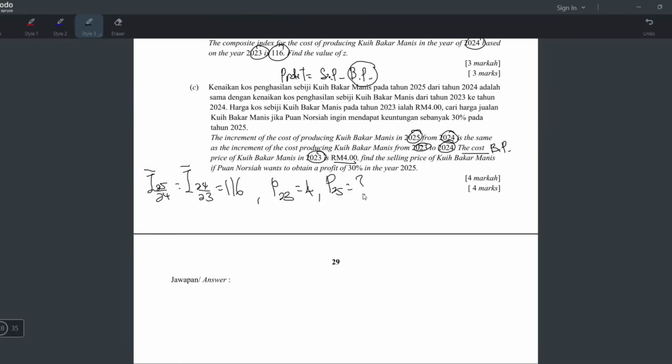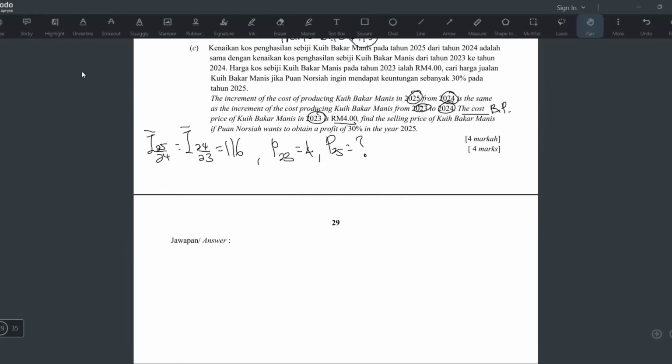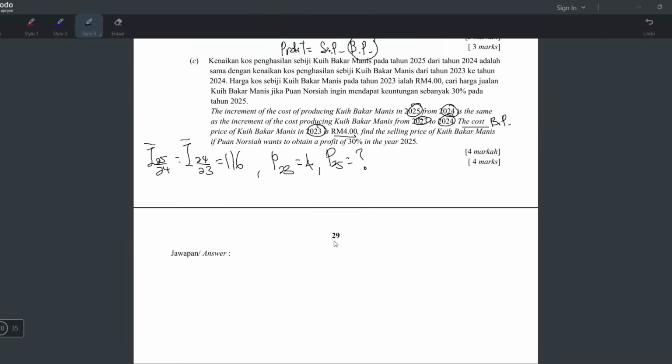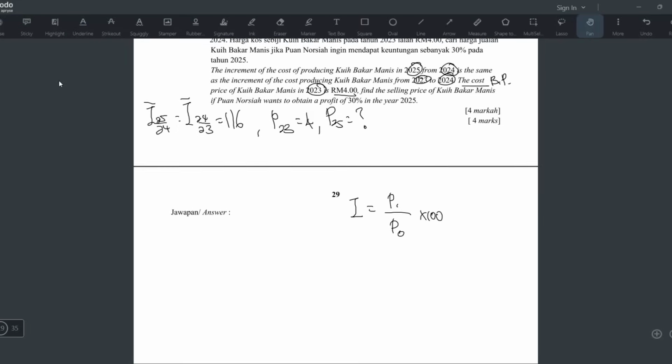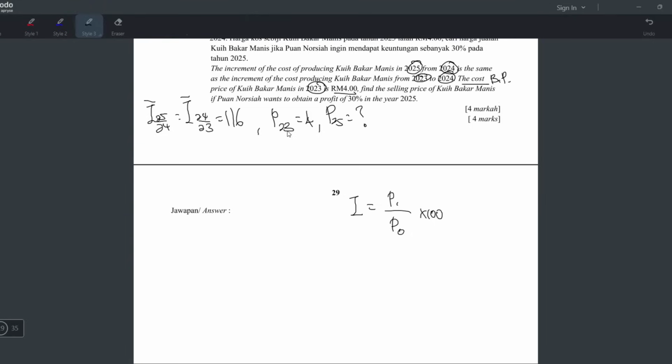Okay, so now I'll try to find P25, and the formula we will use is the first formula. Because when you're doing index and they ask you to find any price, cost price or selling price, must use the first formula. So P1 over P0 times 100, confirm. Okay, but actually you cannot do this first. You realize you don't have enough information. You need the 25, 23 index first. But it's okay, I left some space here. So let me tell you why it doesn't work, why you have to find some other stuff first.